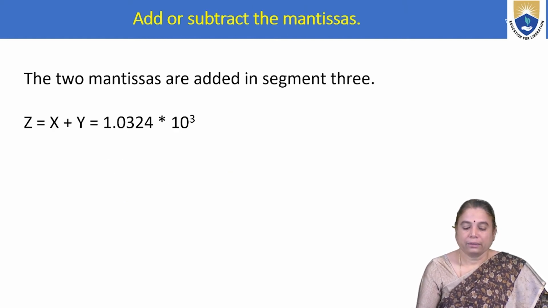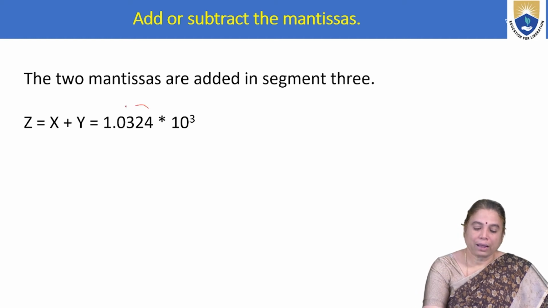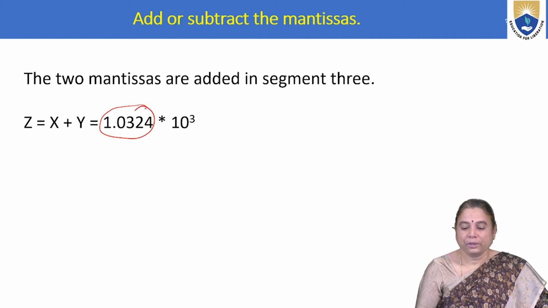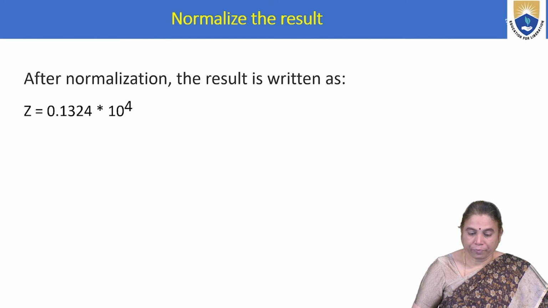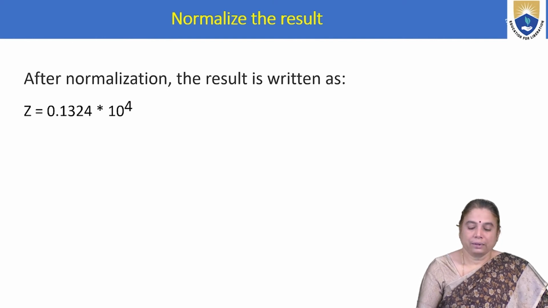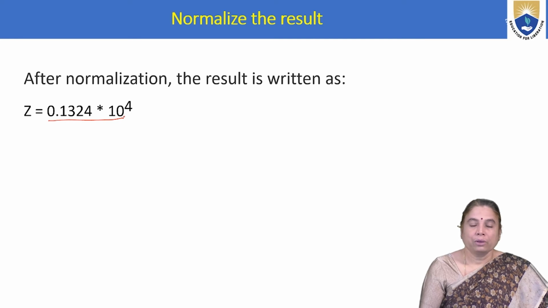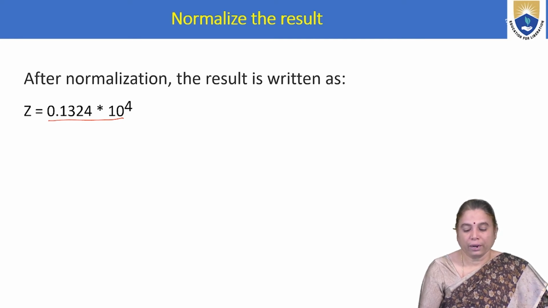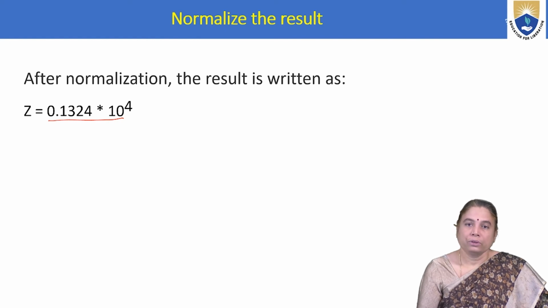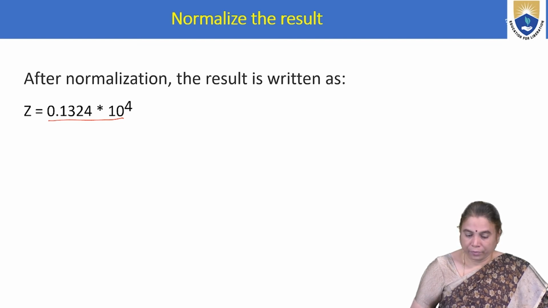Add or subtract the mantissas. The mantissa values can perform the addition operation. Next, normalize the result, so that a shift operation is performed again. So the result can be represented as 0.1324 into 10 power 4. So these are the four basic steps in the addition and subtraction algorithm.